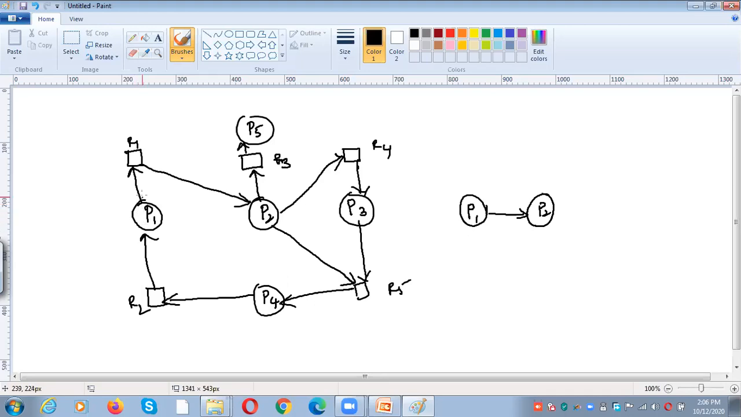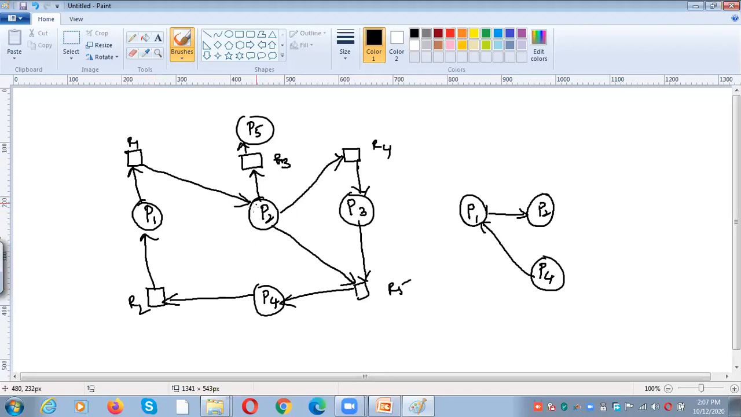So P1 is requesting R1. R1 is allocated to P2. So directly, P1 is waiting for P2. And then P4 is requesting R2 and it is allocated to P1. That means P4 is waiting for P1 indirectly. Why? Because the resource R2 is allocated to P1. So P4 is waiting for R2 and R2 is allocated to P1, so indirectly P4 is waiting for P1. So P1 connections are over.